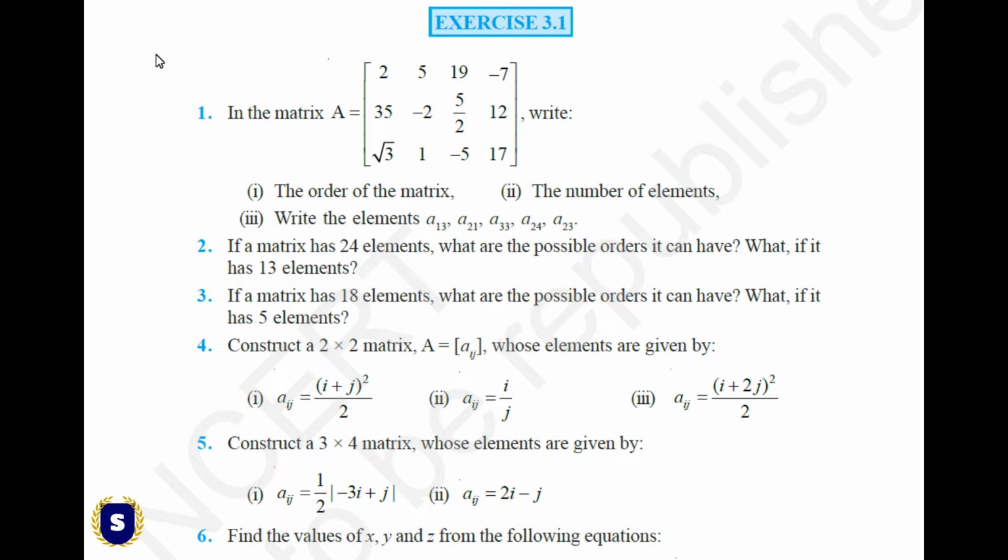In the matrix A given to us, we have to write first part the order of the matrix, second number of elements of this matrix, and third part write the elements given to us. Okay, so let us begin.